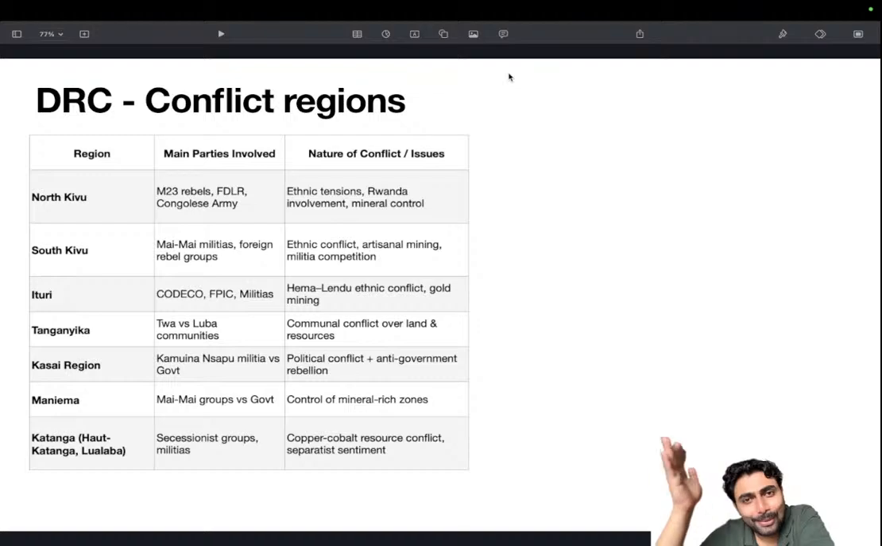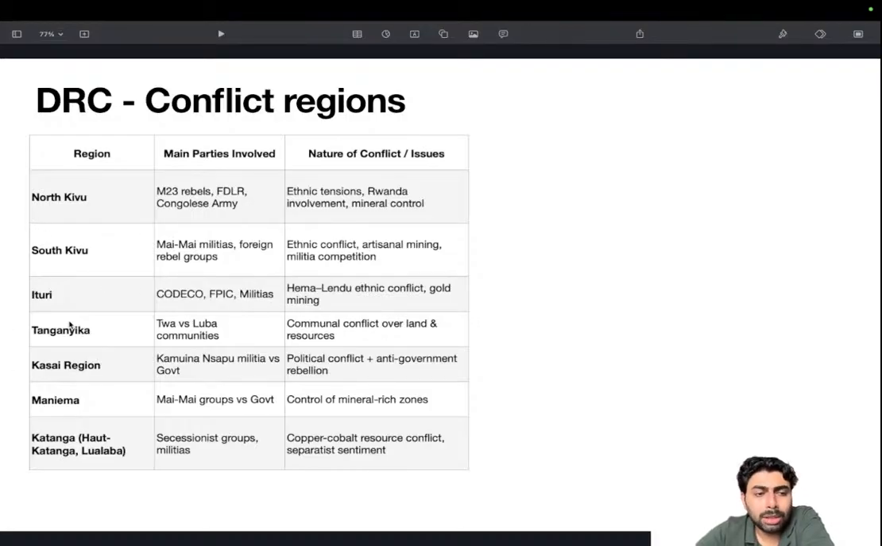It's basically Rwanda using its own proxy militias. They are actually taking away the resources from DRC, citing their long-standing ethnic divisions between Hutus and Tutsis. So just read about that. Tutsi genocide, things like that. Rwandan genocide. Just go through that if you have time. So that's the basic thing.